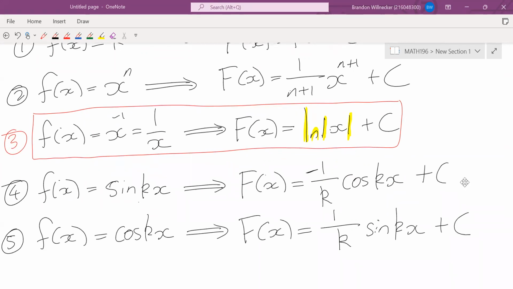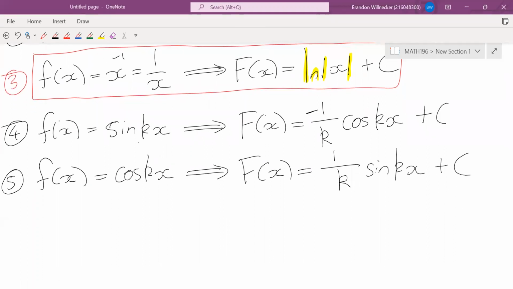Okay, so the antiderivative of sine is minus cosine. The antiderivative of cos is sine. And remember, if there's a multiplying factor on x, you divide by it. So the antiderivative of sine 2x is minus 1/2 cos 2x. Okay, you always divide by that factor.